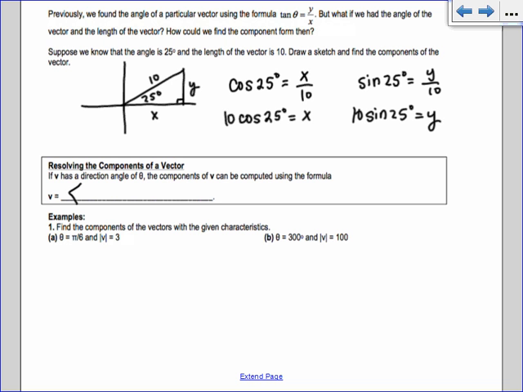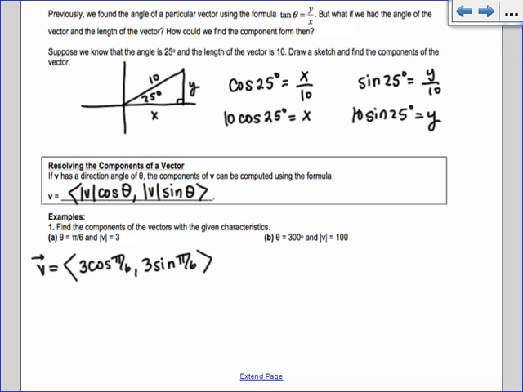If you have the angle theta and the length, then you can do the length times cosine theta, the length times sine of theta to get the x and y components. So number 1 says find the components of the vectors with the given characteristics. So if I want to find the component form, I'm going to say the length was 3, and I'm going to say cosine of pi over 6, and then 3 times sine of pi over 6.